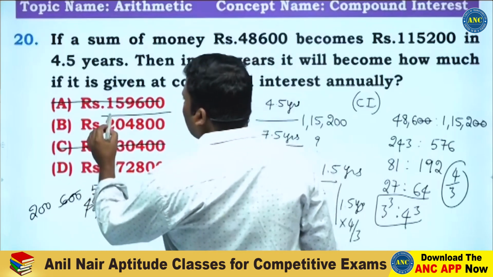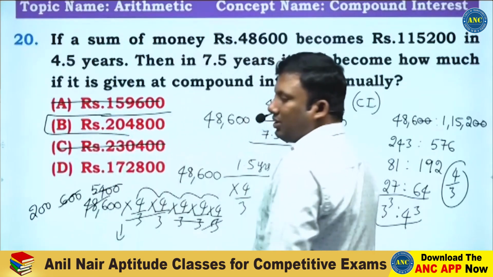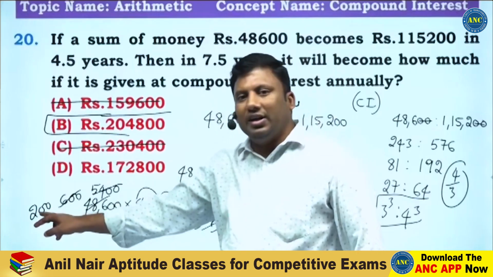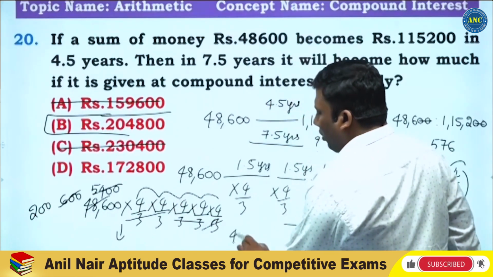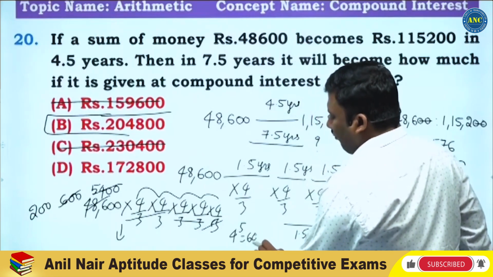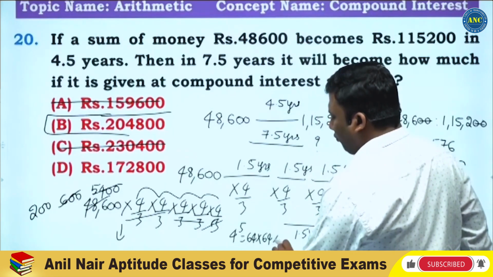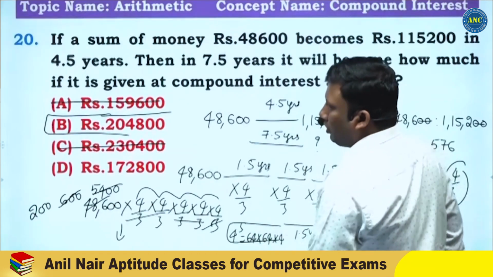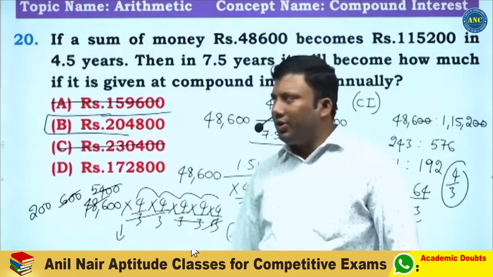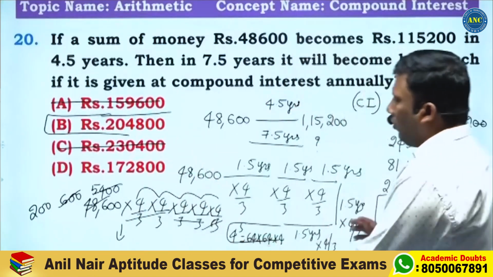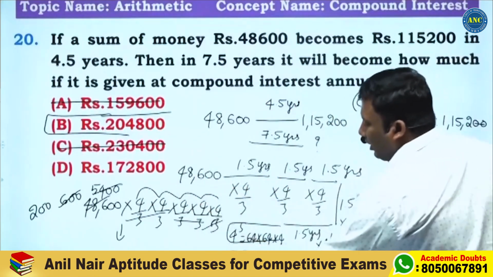Or you can use the digital sum approach also. That is the best approach. 200's digital sum is 2. The remaining is 4 power 5, which is 64 into 64 into 4. For whatever digital sum you get, substitute it. This calculation you can do.